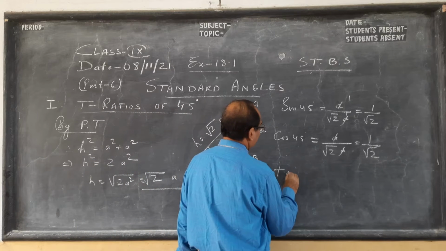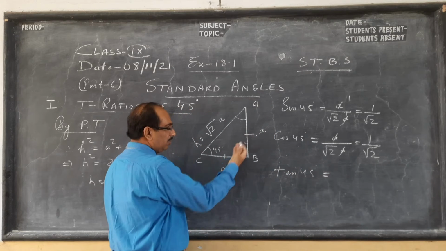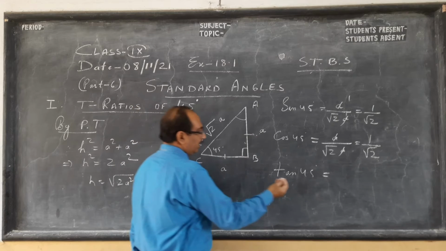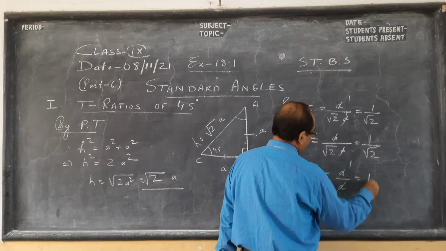Now children, tan 45. Tan, as you know, is this by this, perpendicular by base, opposite by adjacent. Okay, so a by a, so we get 1. A will cancel, we get 1.